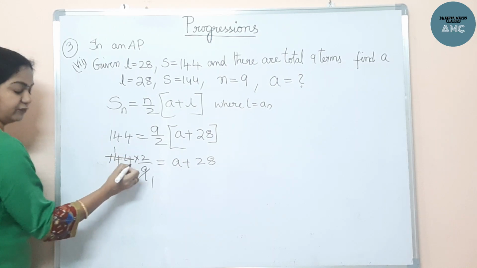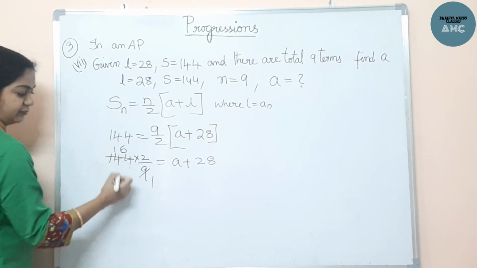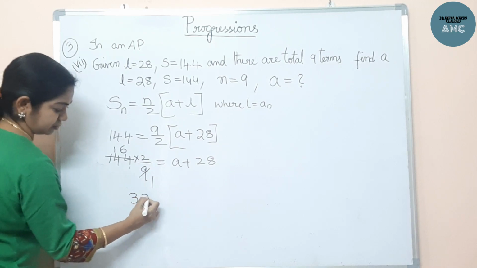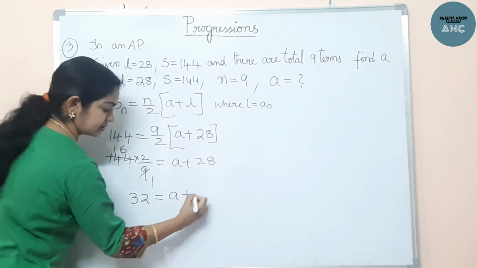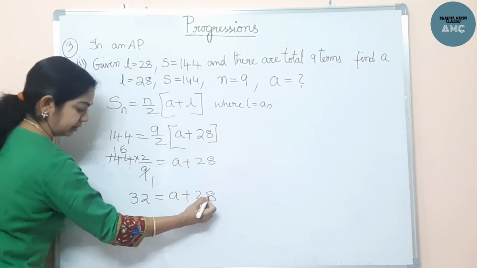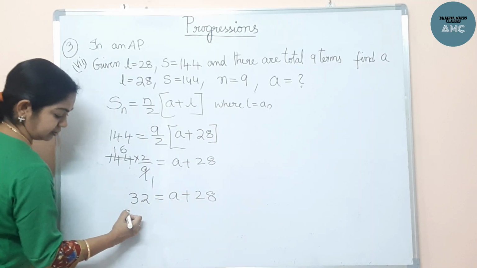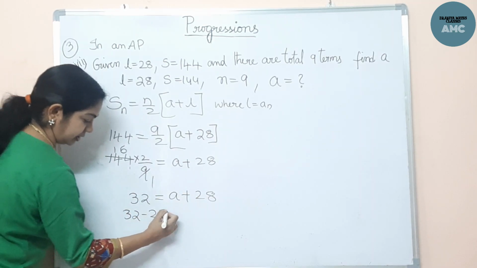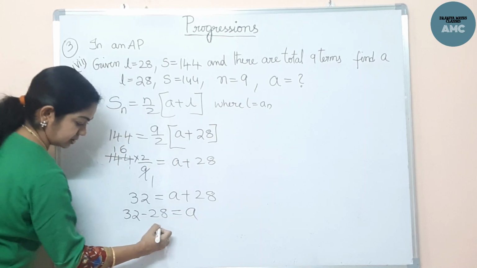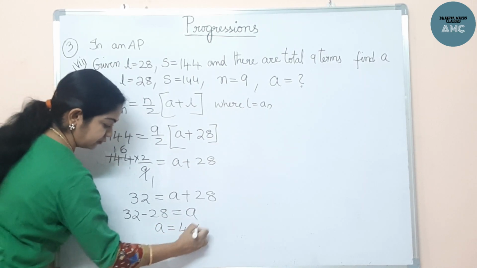Remaining is 5, 54. 9 6s are 54. 16 2s are 32, equal to A plus 28. Now A here is only 32. You shift it here, it becomes minus 28, is equal to A. So this comes to A is equal to 4.